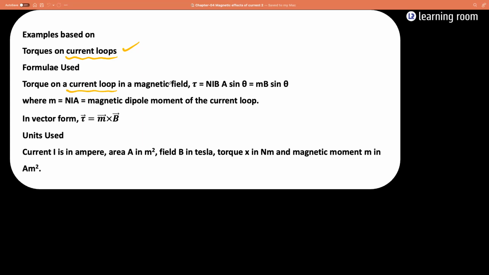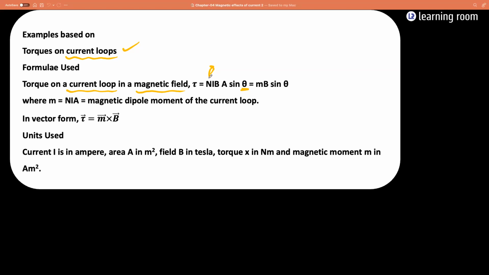So torque on a current loop in a magnetic field is given as NIBA sin theta, where N stands for the number of turns, I stands for the current, B stands for the magnetic field, and A stands for the area vector or area. And theta is going to be the angle between the magnetic field and the area vector. Is that point clear?